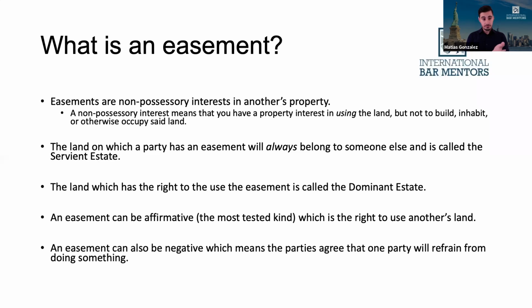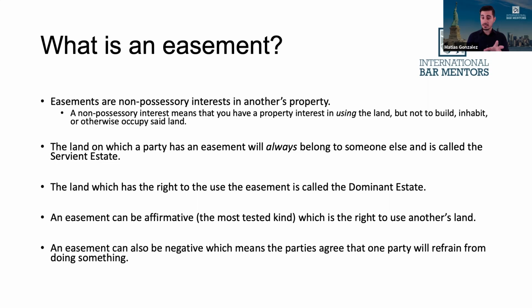As I said, the land on which the easement is located is the servient estate. It's always going to belong to someone else, okay? You can't be your own servient estate. If you own both the dominant and the servient estate, then there's no need for an easement, okay? Because you can't have an easement over your own property, right? Because it's just your property. You can do whatever you want with it. The land which has the right to use the easement, again, is the dominant estate, as we discussed in the key terms.